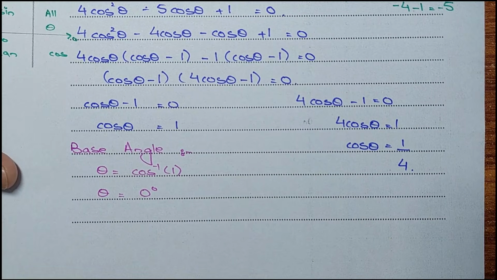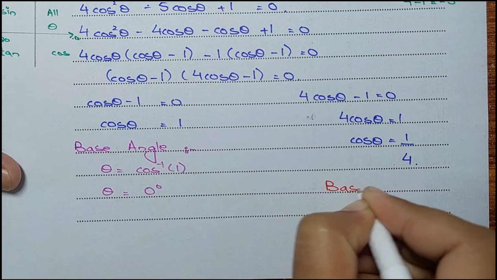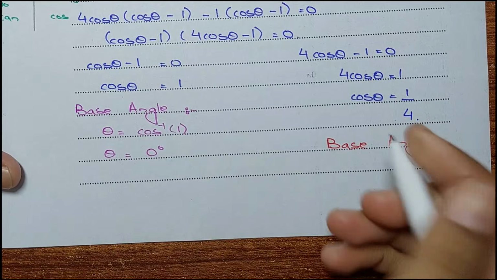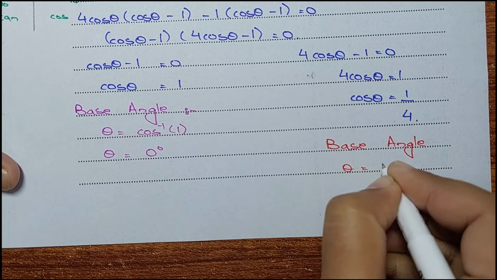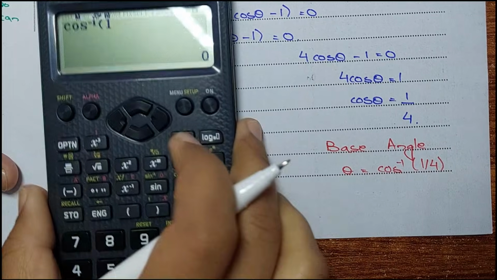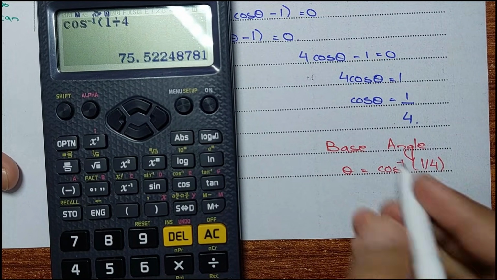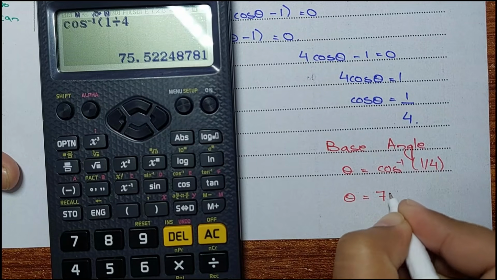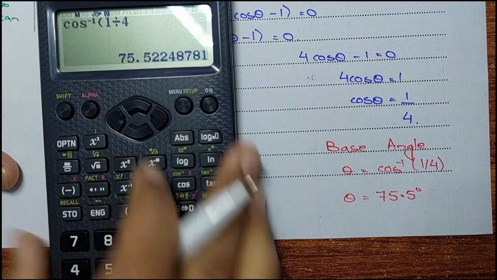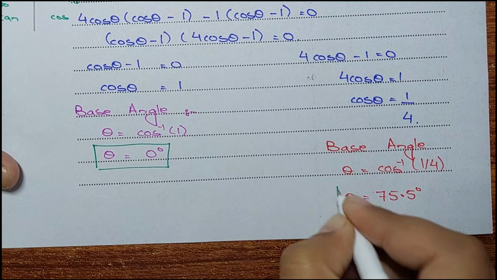Now do the second case. Find the base angle first, and in the first quadrant the angle theta is equal to the base angle. Theta would be equal to cos inverse of 1 by 4, and cos inverse of 1 by 4 is 75.5 degrees. So these are the two desired solutions from 0 to 180 degrees.